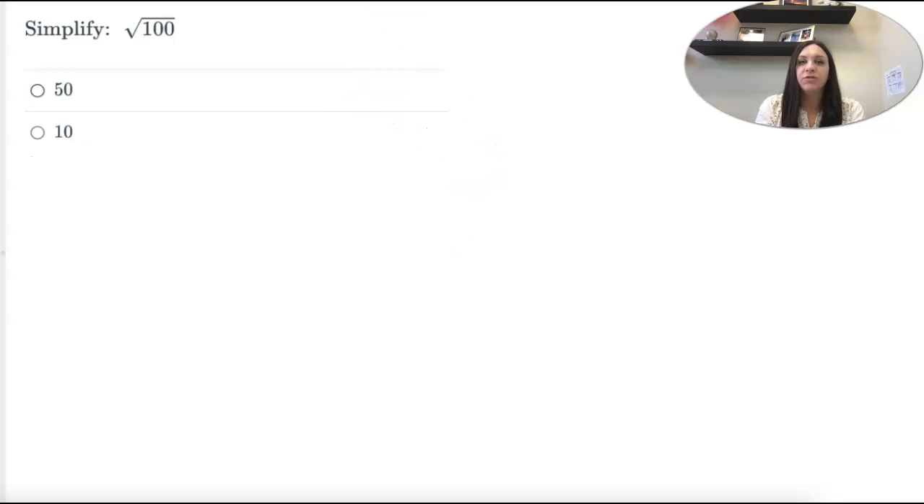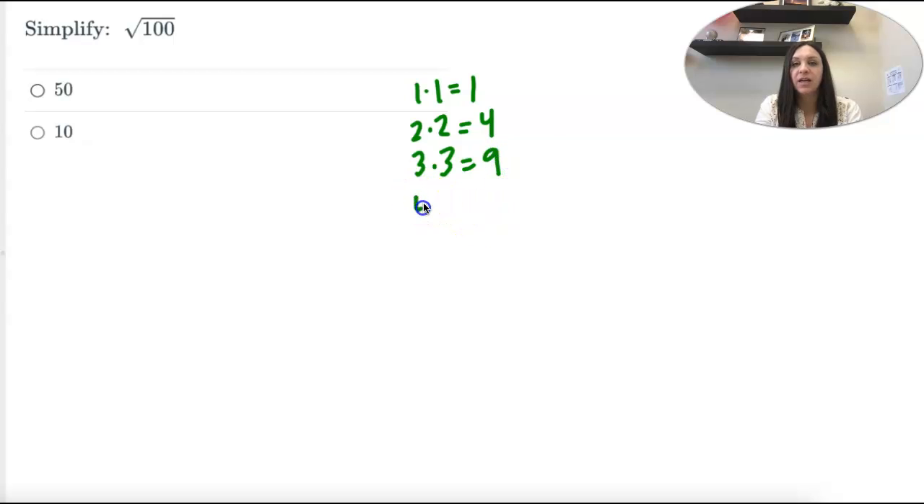Okay, square root of 100. You should recognize perfect squares. So perfect squares, 1 times 1 is 1. 2 times 2 is 4. When you multiply a number by itself, 3 times 3 is 9. 4 times 4 is 16. 5 times 5 is 25. I'm going to keep going.